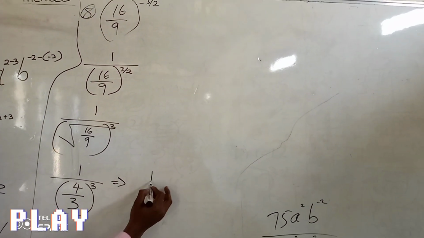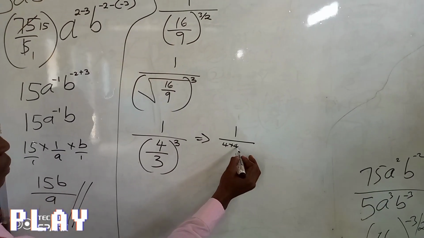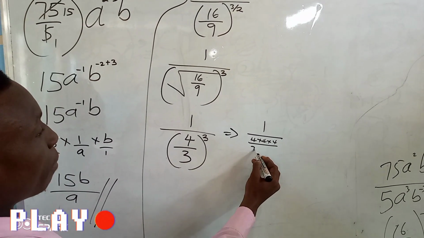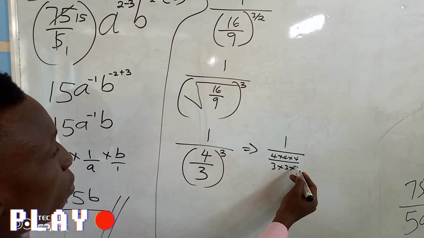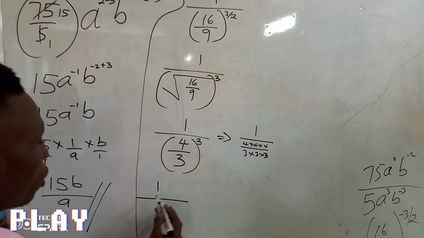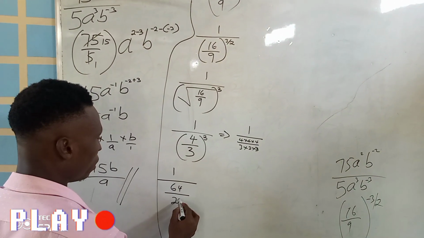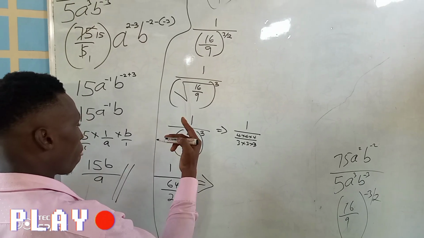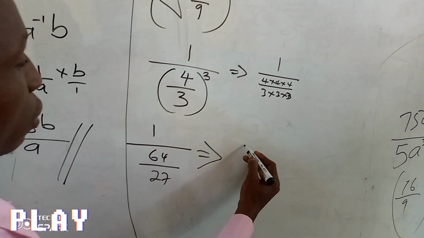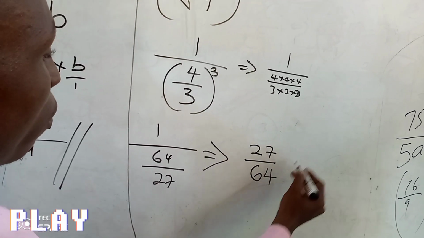We proceed. 1 all over 4 times 4 times 4, that is the cube of 4, divided by 3 times 3 times 3, that is the cube of 3. So now I have 1 all over 4 times 4 times 4 will give us 64, divided by 3 times 3 times 3 will give us 27. To remove the 1, take the reciprocal of this. That will now give us 27 over 64.